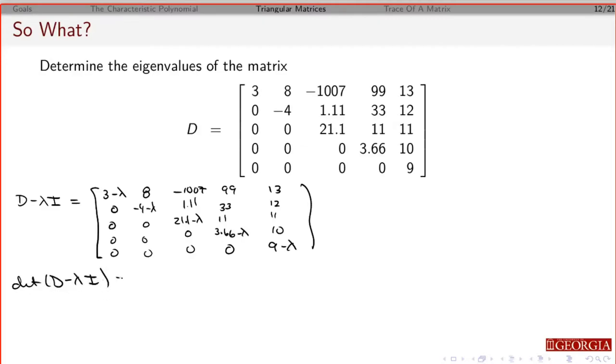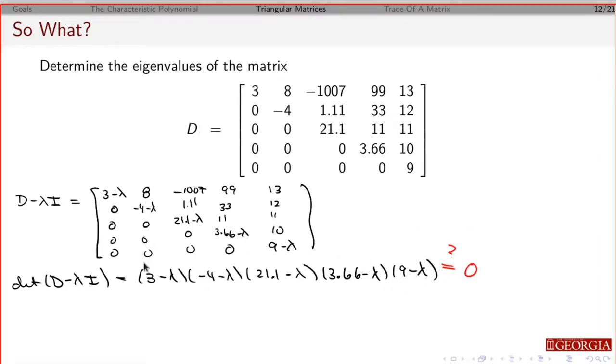Now if I take the determinant of this, this is going to give me my characteristic polynomial. This is still a diagonal matrix, so the determinant of this matrix is going to be the product of the diagonals. And if I want to find out the roots of this thing, so when is this thing equal to zero? Well, it's already factored, so I don't have to do any work. I just leave it like that. So this could be zero if lambda is 3, or lambda equals minus 4, or lambda equals 21.1, or lambda equals 3.66, or lambda equals 9.